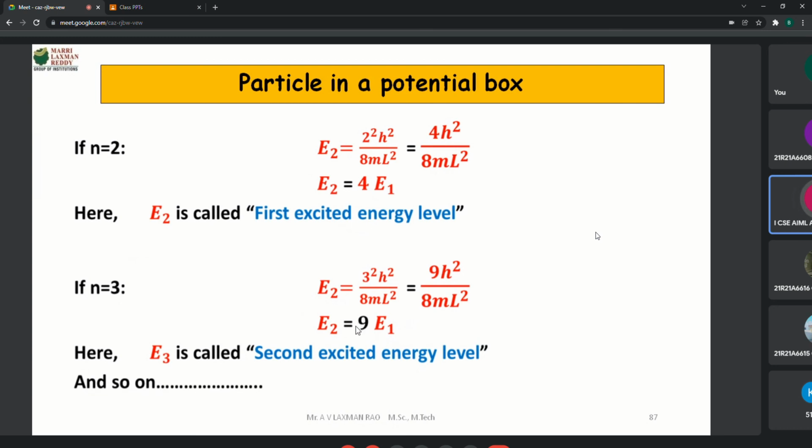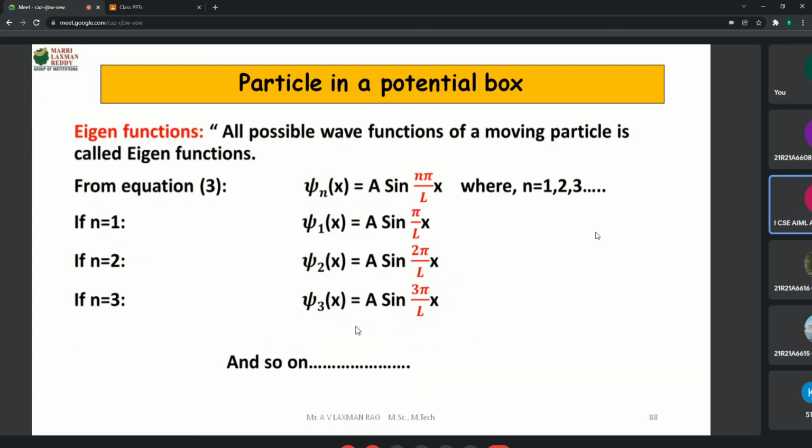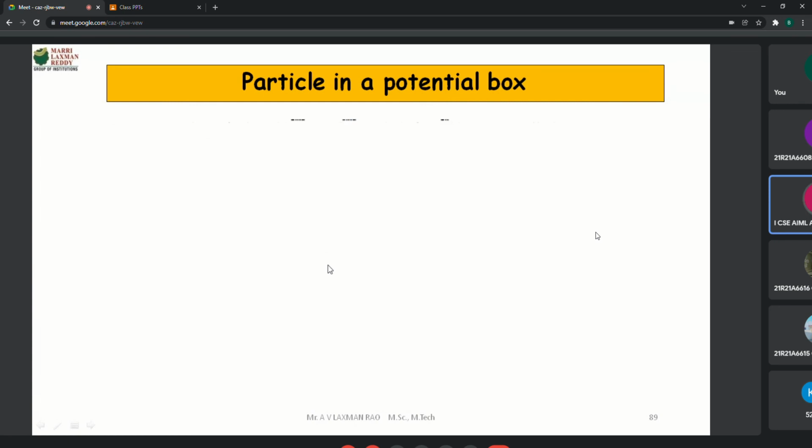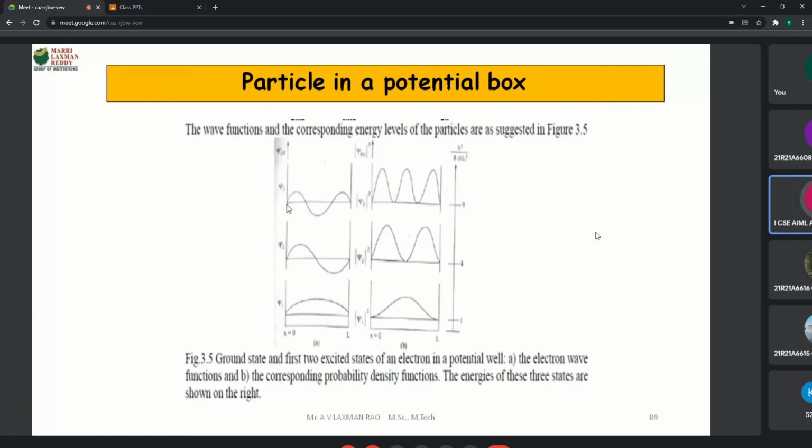We can find the first excited energy level and second excited energy level. Similarly, eigenfunctions can also be calculated. Psi n equal to a sin kx, where k is plus or minus n pi by L, substituting here, with n values 1, 2, 3. Taking n equal to 1, 2, 3 gives the first, second and third eigenfunctions, for the first, second and third excited energies. Overall, you have to draw this diagram at last. This is the wave function, and these are the eigenvalues.